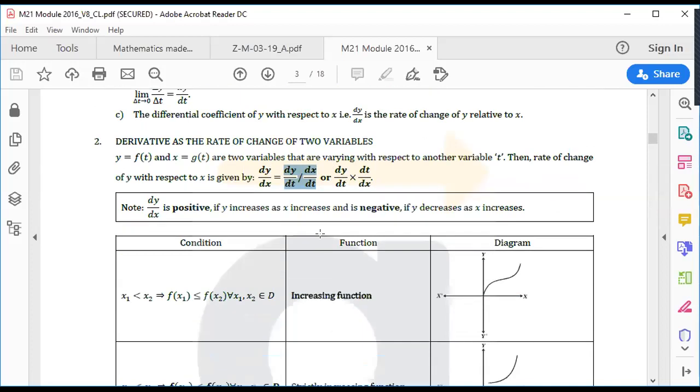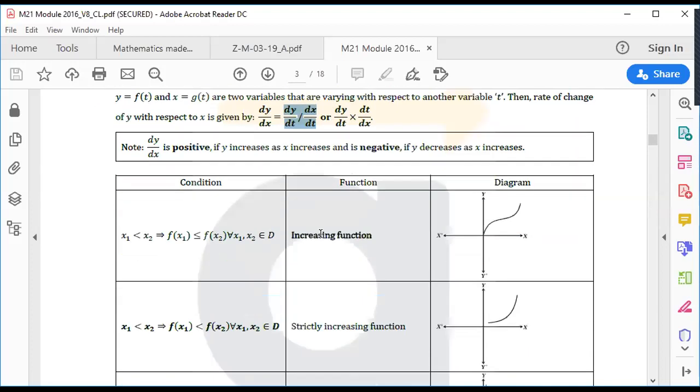Okay. Now let us see what is increasing function, what is strictly increasing function, what is decreasing function, and what is strictly decreasing function, and what are the rules for it. Okay.